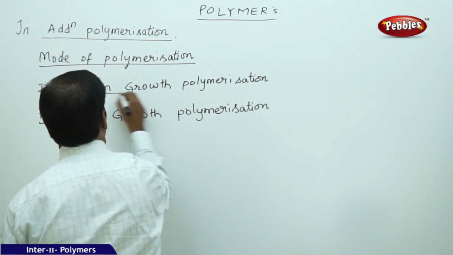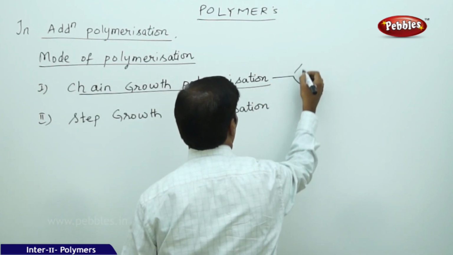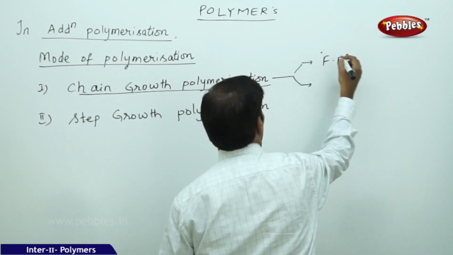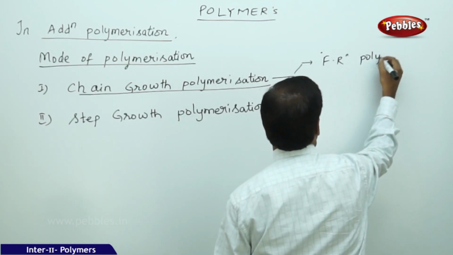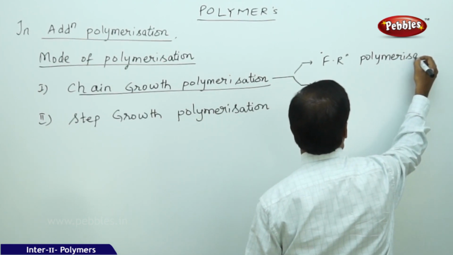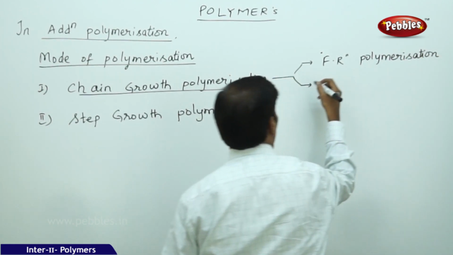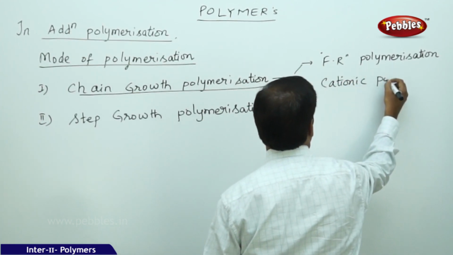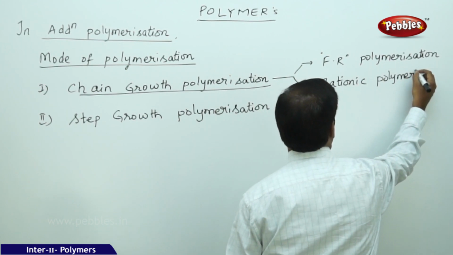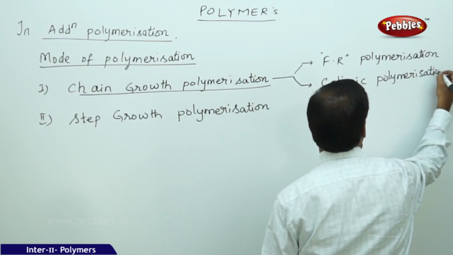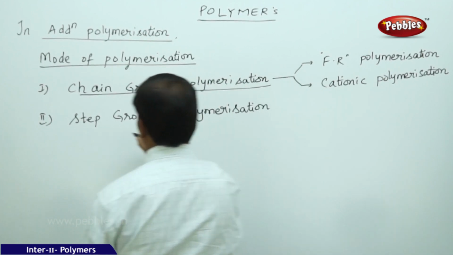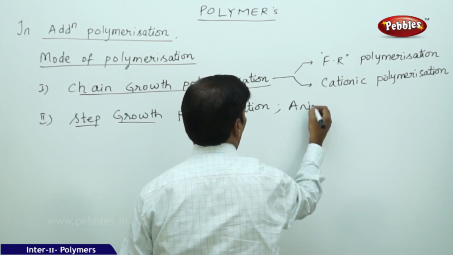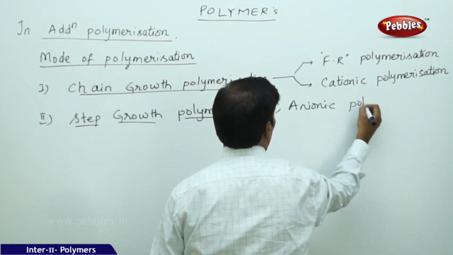Actually, chain growth polymerization involves two types. One is the free radical polymerization mechanism and the cationic polymerization mechanism, and for step growth we can take anionic polymerization.